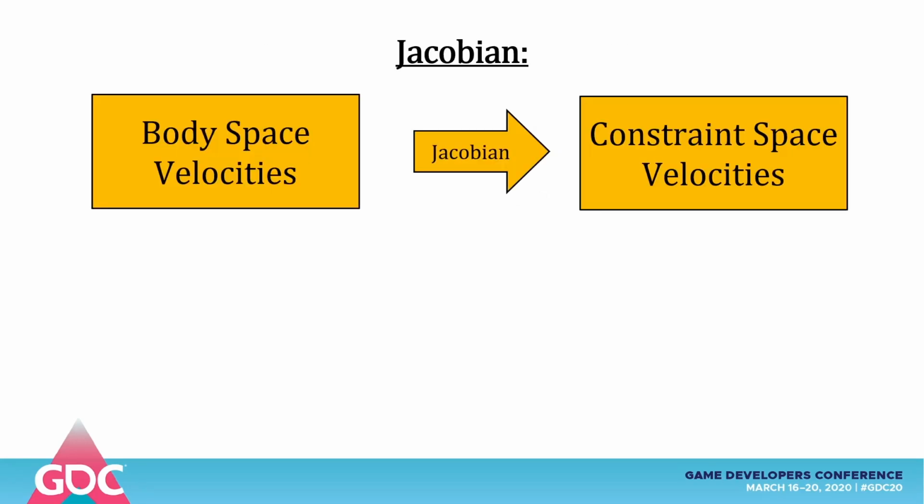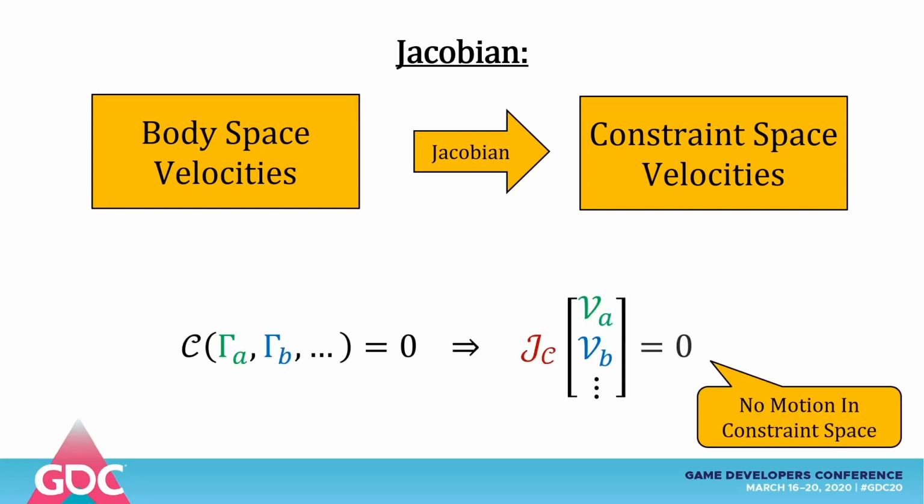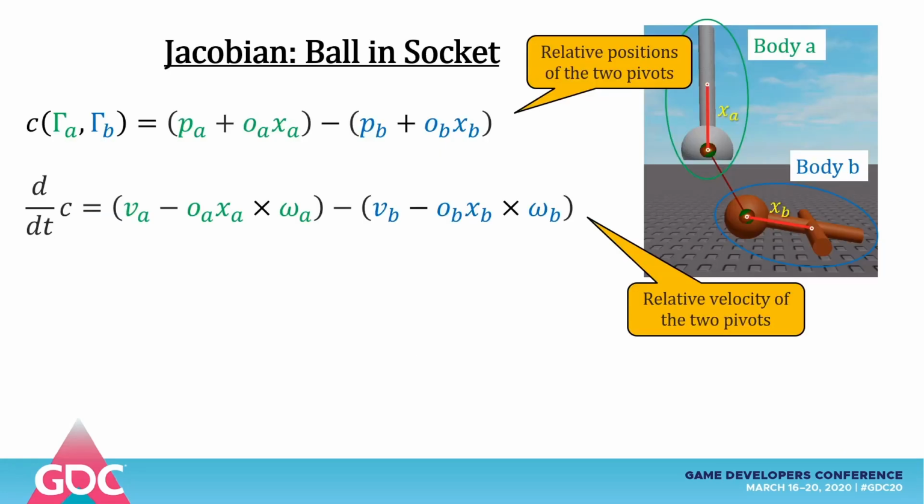As a result, the Jacobian is an operator that takes the body space velocities and produces the constraint space velocities. Since the time derivative of a function that's 0 is 0, constrained bodies produce no motion in the constrained space. For example, here's the ball in the socket constraint and its derivative, which is the relative velocity of the two pivots.